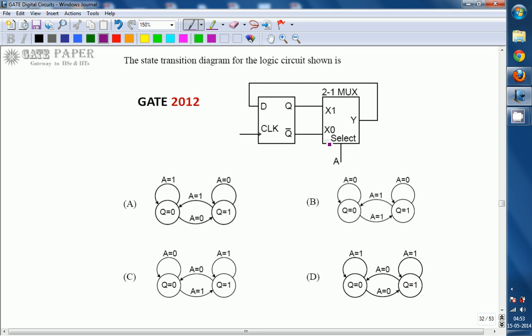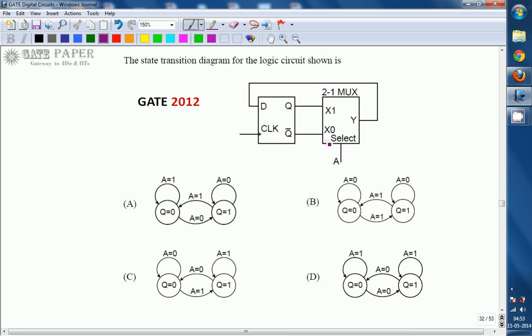Hello, we are discussing the GATE 2012 ECE paper, and the topic is related to digital circuits. The question asks for the state transition diagram of the logic circuit shown, which has a D flip-flop and a 2 to 1 multiplexer. That is, simply the state diagram of this given logic circuit.